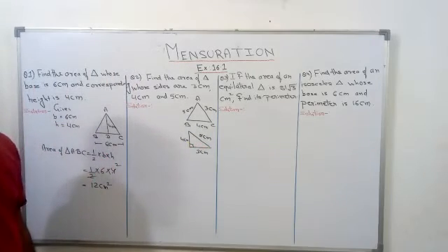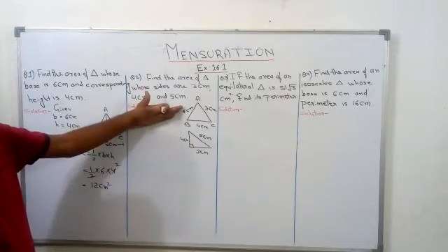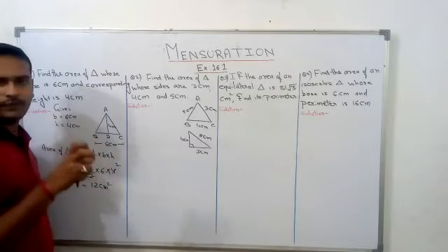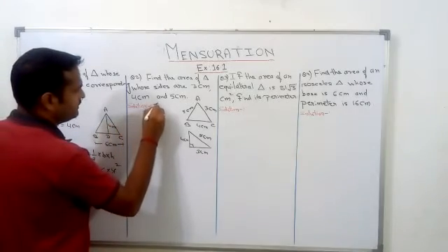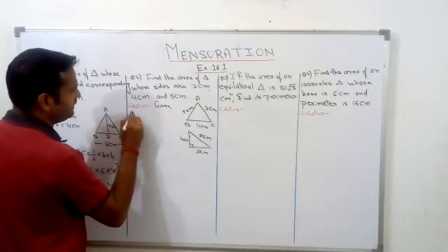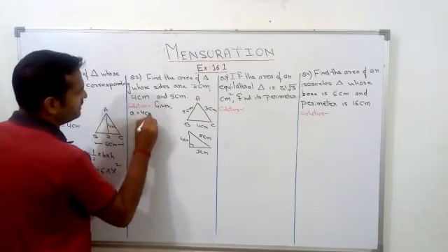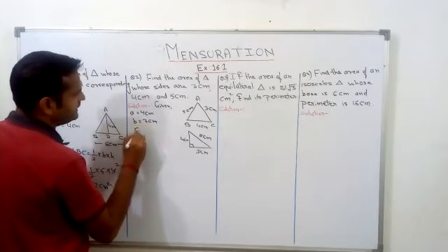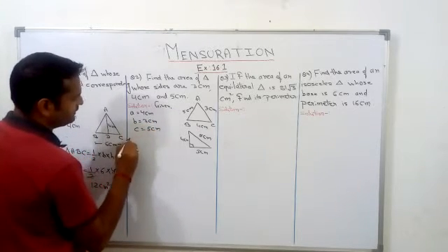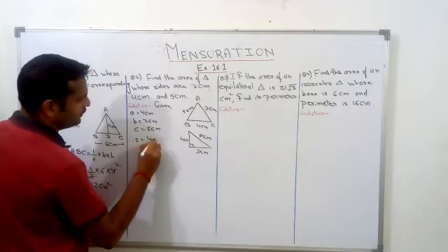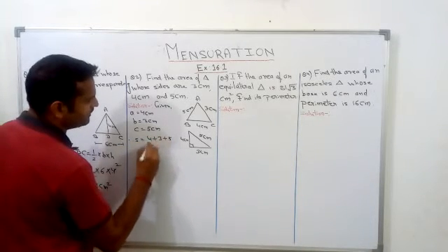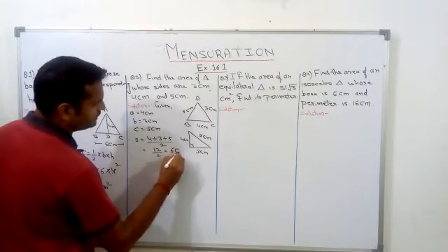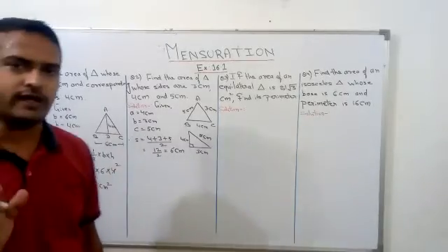Now students, we have to find the area. We have two options: first by Heron's formula or second by 1 by 2 base into height. Now we have to apply Heron's formula. Given A equal to 4 cm, B equal to 3 cm and C equal to 5 cm. Therefore, S equal to (4 plus 3 plus 5) divided by 2, 12 divided by 2 equal to 6 cm. S is also known as semi-perimeter.